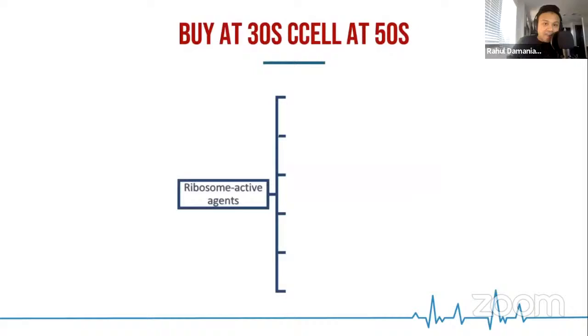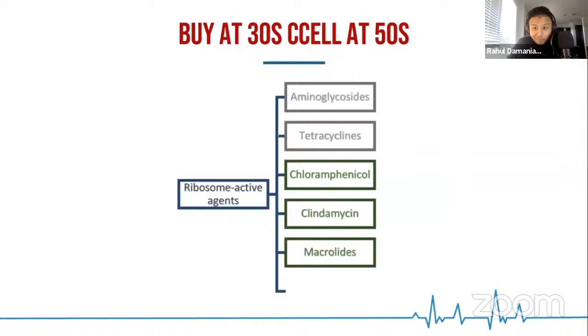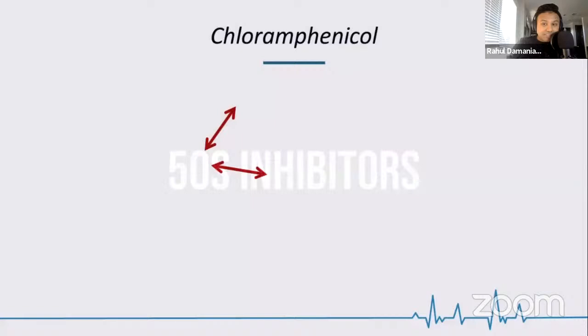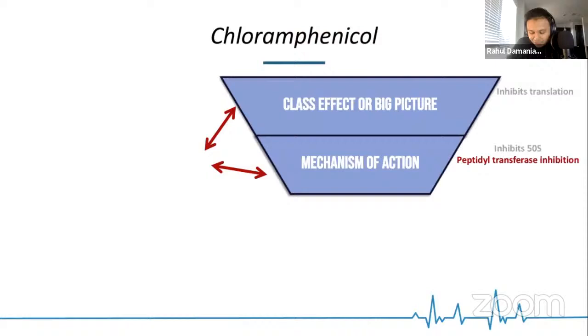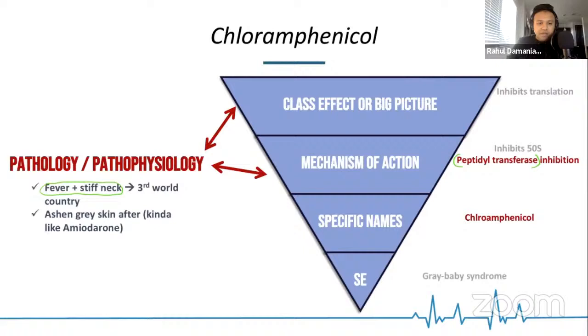So we talked about aminoglycosides and tetracyclines. Now we are finishing off the session talking about chloramphenicol, clindamycin, erythromycin, which are your macrolides, and linezolid. Let's go through this. And that's your 50S subunits. And what's the mnemonic? Sell high, sell at 50. Chloramphenicol is going to inhibit translation. It inhibits specifically the peptidyl transferase reaction. And we use chloramphenicol in patients who have meningitis in third world countries. But what is exceedingly high yield is that chloramphenicol, after administered, can cause an ashen gray, kind of Smurf-like skin, gray baby syndrome. And this is similar to amiodarone. Remember, amiodarone is a class three antiarrhythmic.